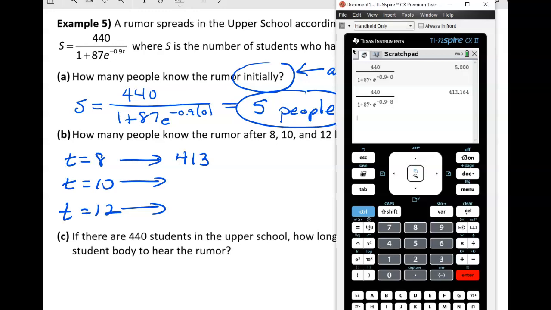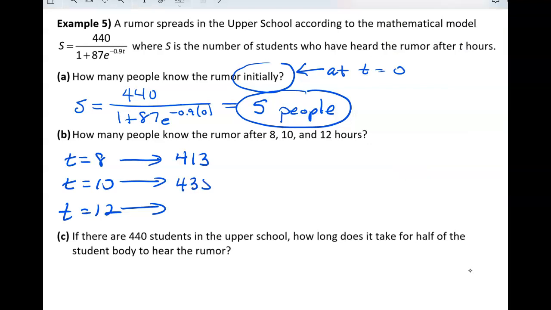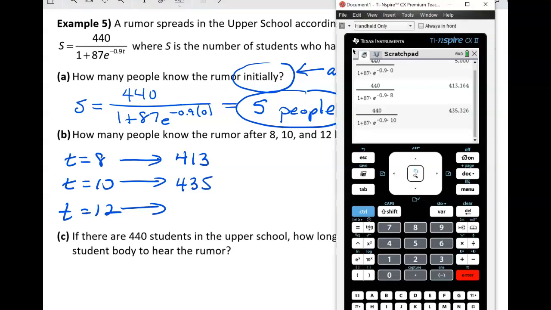All right, let's grab that value for t equals 10. So again, cursor up, grab that calculation, press enter, then use your arrow keys to find that 8, delete it, and change it to 10. So at the end of 10 hours, it appears that the spread rate is slowing, which makes sense, right? Because there's only 440 people in the upper school. So once the majority of them know, it's going to spread more slowly to the rest.